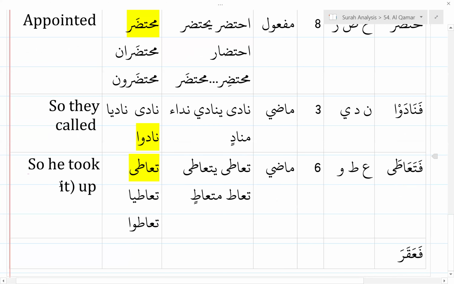This is the person who wanted to kill the camel. So he took it up. What did he take? Some said he took the sword, or some said he took the matter to himself, like he said, I will be the one to do it. Because the maf'ul bihi is not mentioned, both can apply. He took the sword and he took the matter upon himself.